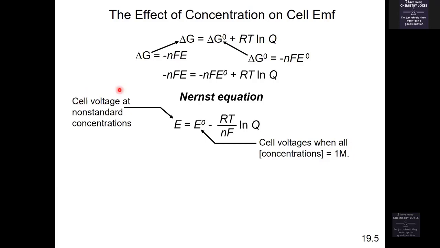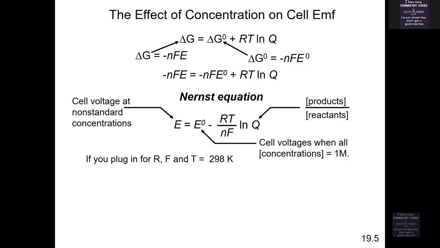So anytime you need to measure a non-standard concentration, something other than 1 molar or 1 atmosphere, you have to use the Nernst equation. And hopefully you don't really need this reminder, but I'll put it here anyway. Q is the same as K, but at any time other than equilibrium, and that's products of reactants raised to their coefficients multiplied together.